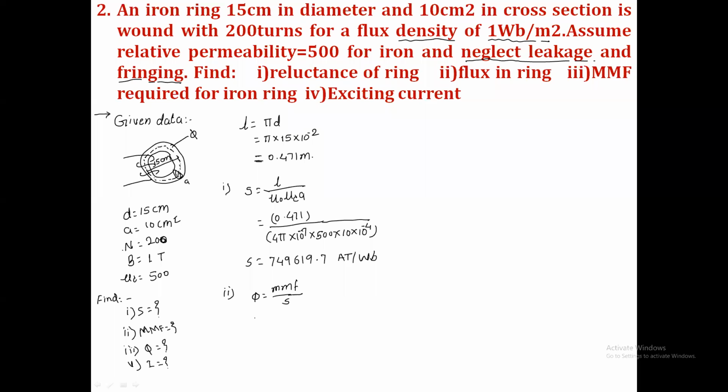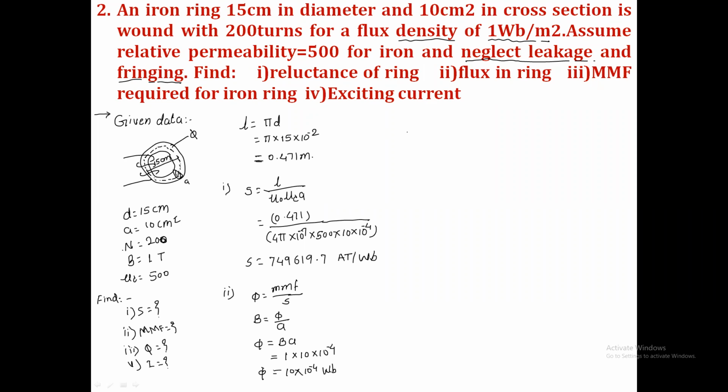Flux density equal to phi by A. Absolutely correct. According to the definition of flux density, B is equal to phi upon A. Is it right? So I can write phi is equal to B into A. Now B is 1 Tesla, and area of cross section is 10 centimeter square, so 10 into 10 raised to -4 meter square. So phi is equal to 10 into 10 raised to -4 Weber. This is the value of phi.